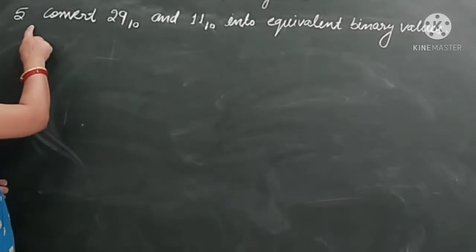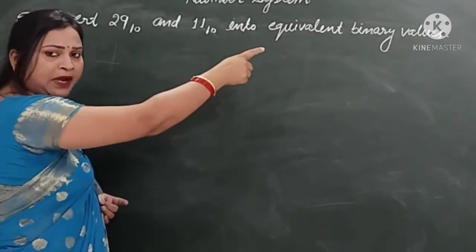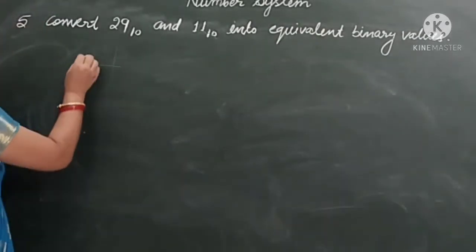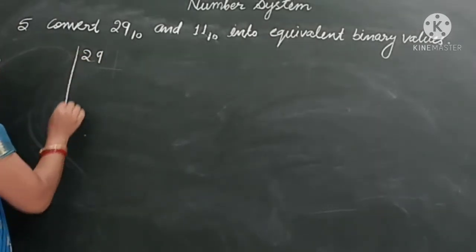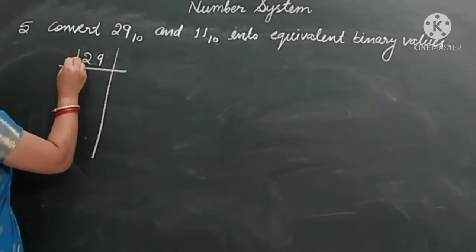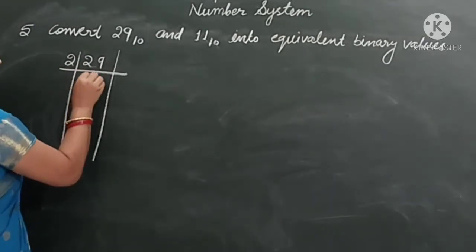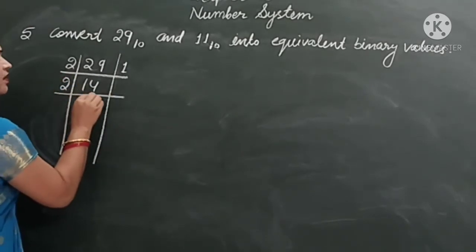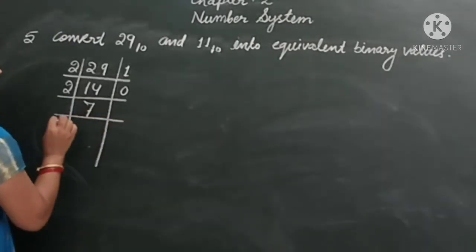Now question number 5. Convert 29 base 10 and 11 base 10 into equivalent binary values. So first we'll convert this 29 base 10. Write 29 and then we'll divide this number by 2. Read the table of 2. 2 14s are 28. Then remainder is 1. 2 7s are 14. Remainder 0. Again divide this 7 by 2.